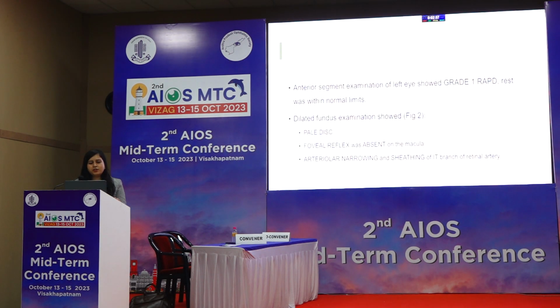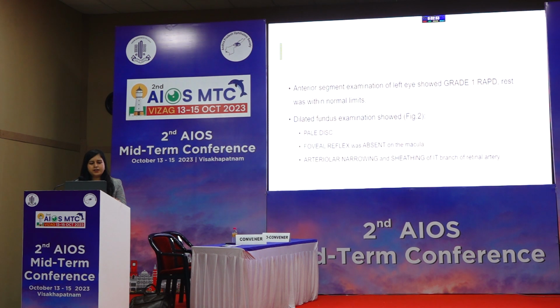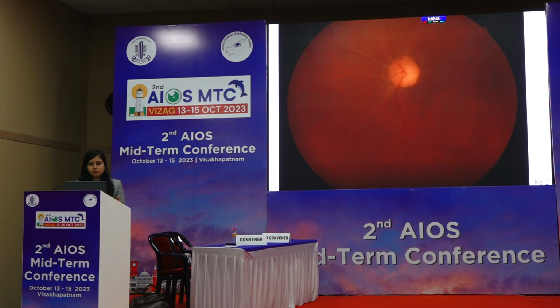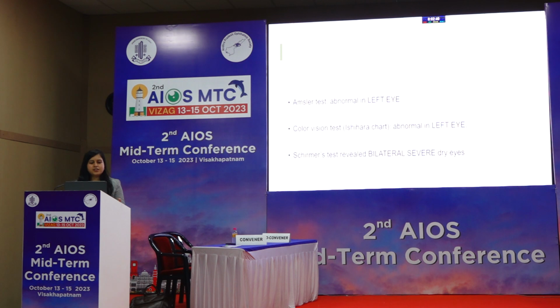The anterior segment examination of the left eye showed grade 1 RAPD and the rest was normal, while the dilated fundus examination showed a pale disc, the foveal reflex was absent, and there was arteriolar narrowing and sheathing of the inferotemporal branch of the retinal artery. So here's a fundus photo of the left eye. Amsler's test and color vision test were abnormal in the left eye. The Schirmer test revealed bilateral severe dry eyes.